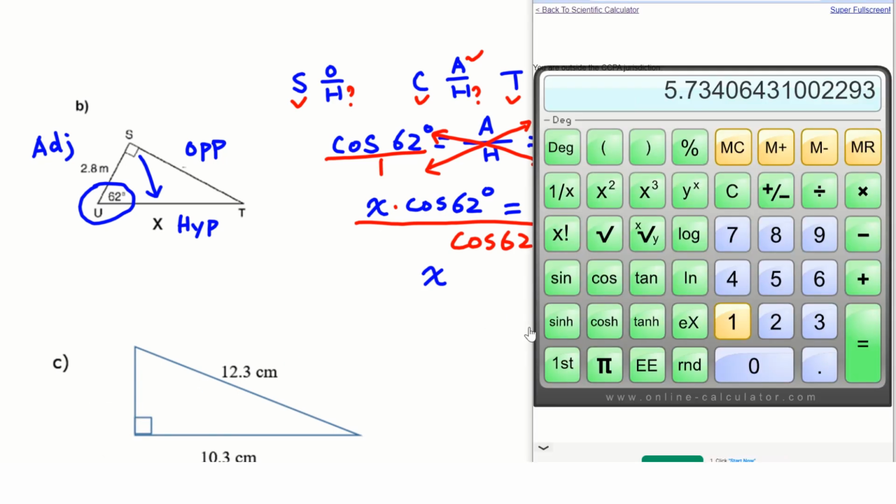So 1 times 2.8 divided by 62 cosine, then equals 5.964.